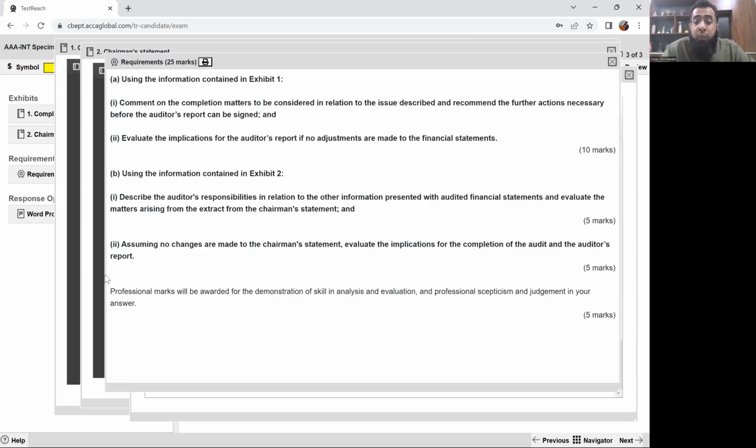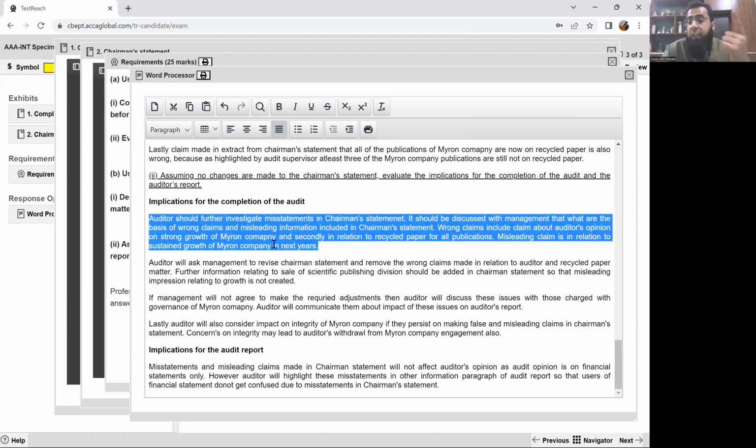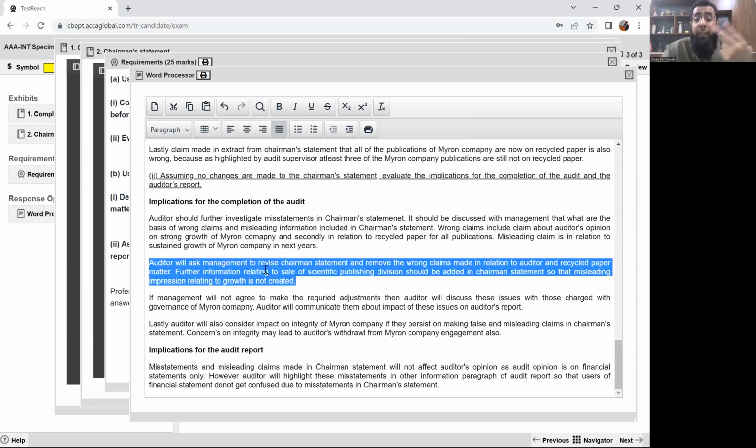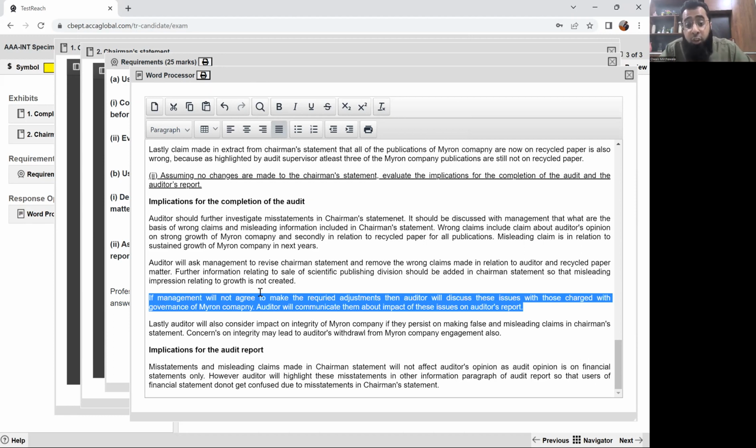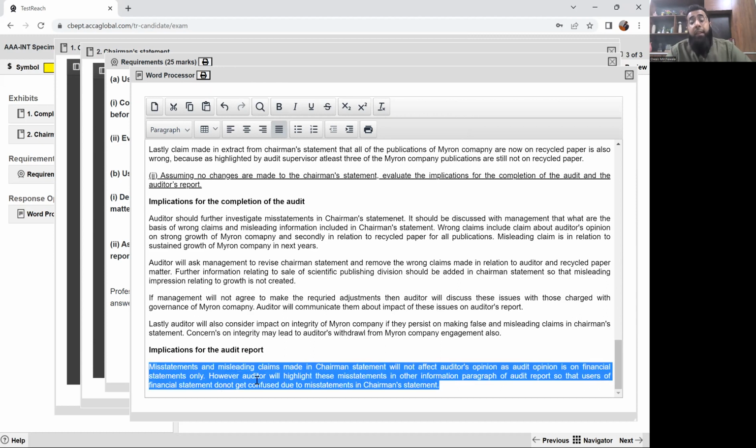So this part 2 was also of 5 marks. If you look at my answer, there were implications for completion of the audit, again 1 mark per point. First, we'll investigate it further. Second, auditor will discuss with the management to adjust it, to remove those things. Third, we'll discuss with those charged with governance. We'll think on the integrity of the client. And the last one was that it will not affect the audit opinion. It will just be referred in other information paragraph. If you want to add more, I'm not adding because my 5 marks are completed.